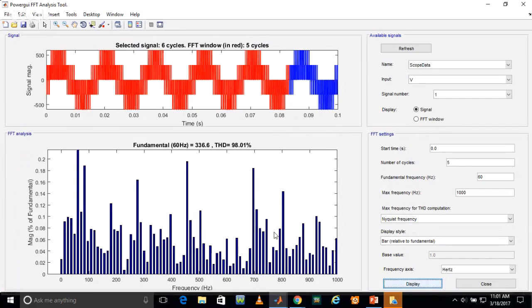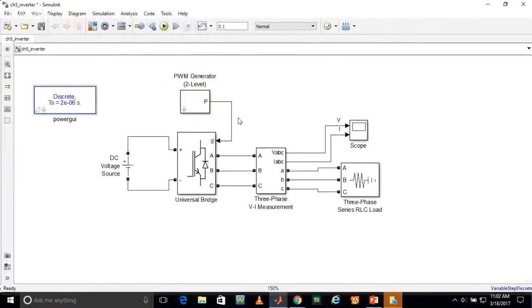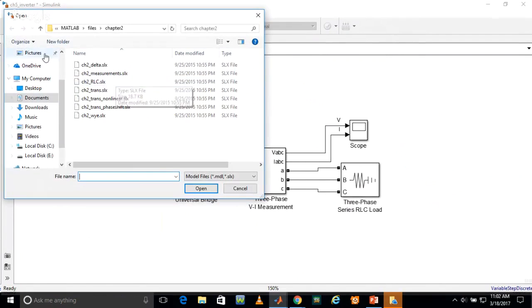As you can see in this inverter circuit, the amount of THD present is 98%. So it's not giving a good waveform. If we want to make a better inverter system, either go for a multi-level inverter system, or you can go for filter circuits. Next we are going to check the filter circuit.